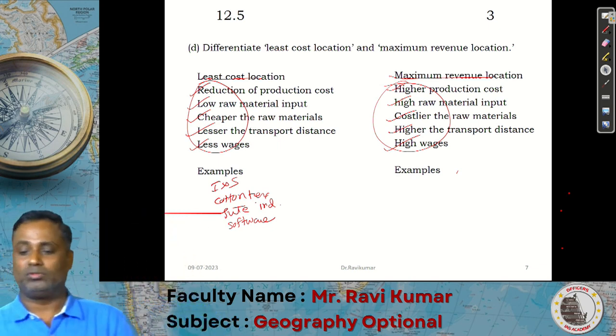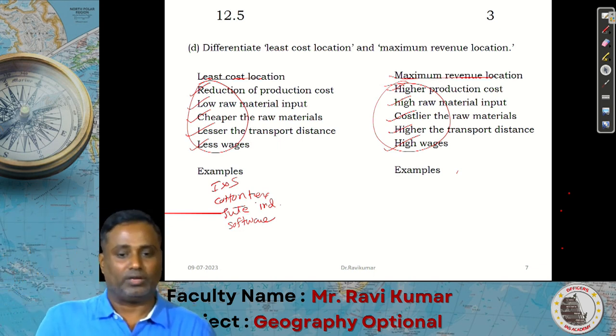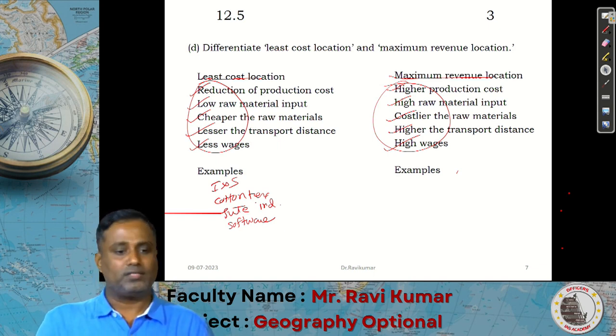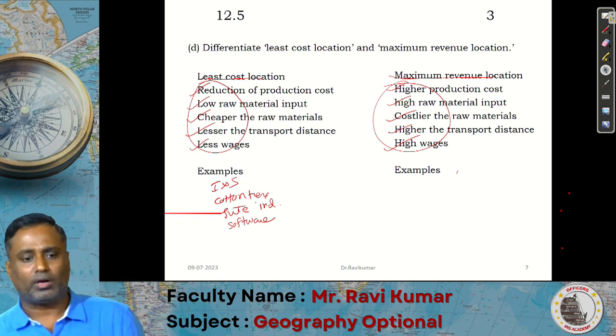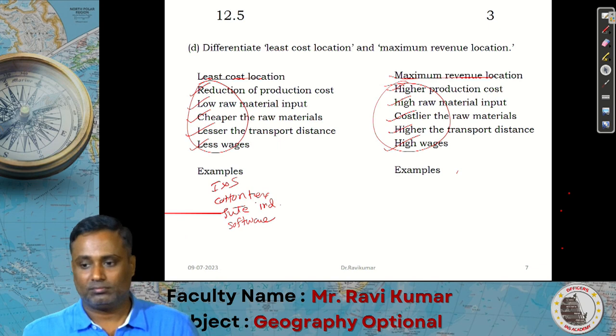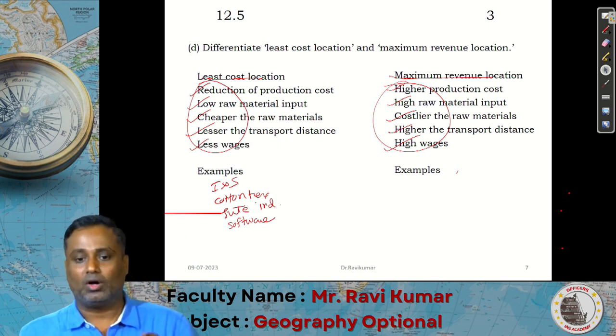But can you give me some industries which have a maximum revenue location? They never bother about the cost of production. They are able to sell at any cost. Automobiles, though we cannot say all automobile industries. We can say Suzuki, Hyundai, these try to reduce the manufacturing cost. All luxury goods, even automobiles.